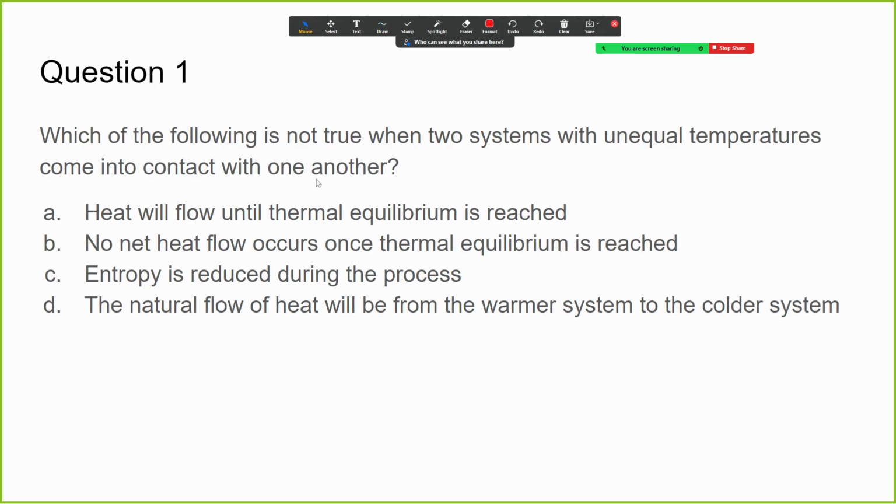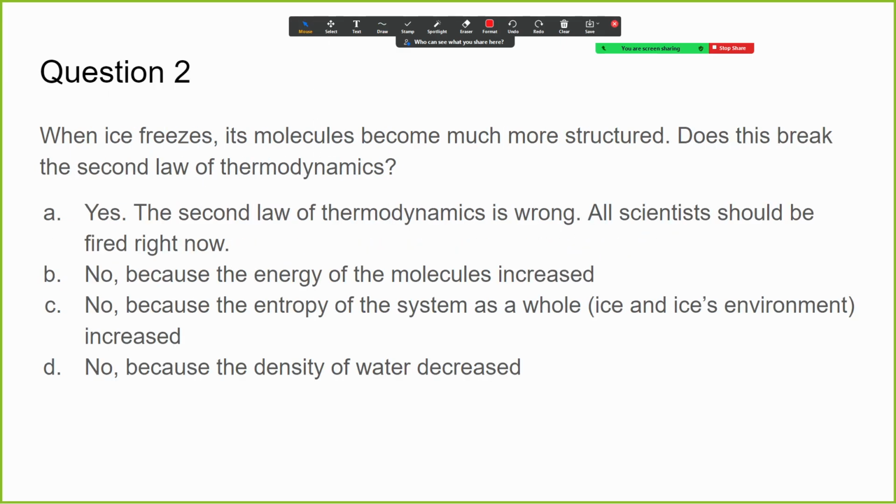So question 2 here, and then I believe we're done with thermo. Look at that. When ice freezes, its molecules become much more structured. Does this break the second law of thermodynamics? First of all, nothing in the universe can break the second law of thermodynamics, so this answer should not even be on your radar, even though it is kind of funny. So let's look at the answers that it actually could be. No, because the energy of the molecules increased.